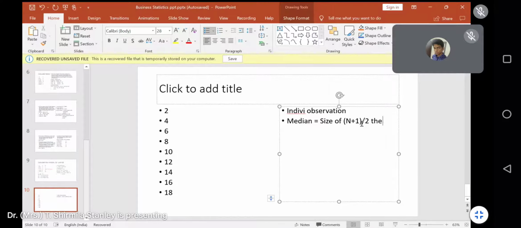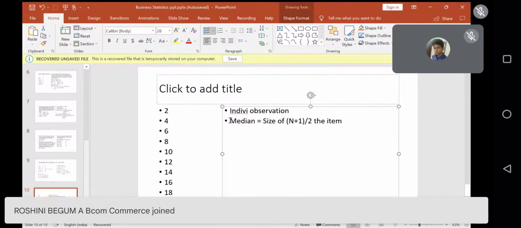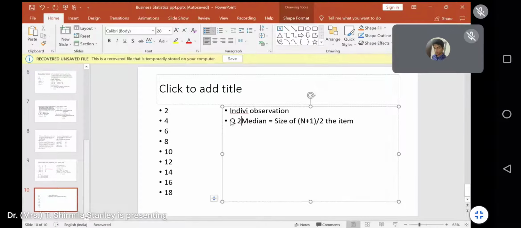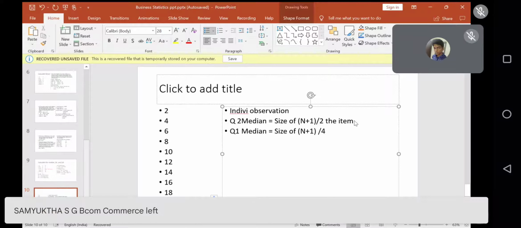By 2. Right? So then, median I told you is Q2. Okay, so now we are going to look at Q1. So the position in this case will be the size of (n plus 1) by 4.